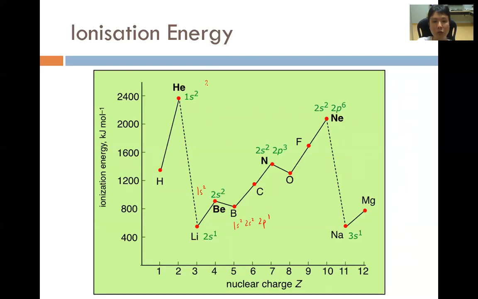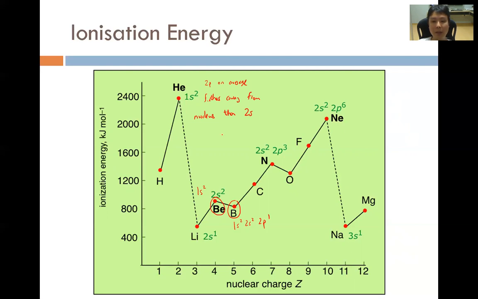And because the 2p is on average further away from the nucleus than the 2s electron, the 2p electron actually experiences smaller attraction from the nucleus, and hence it's actually easier to remove the 2p electron as compared to the 2s electron. That's the reason why the ionization energy of boron is lower than the ionization energy of beryllium.